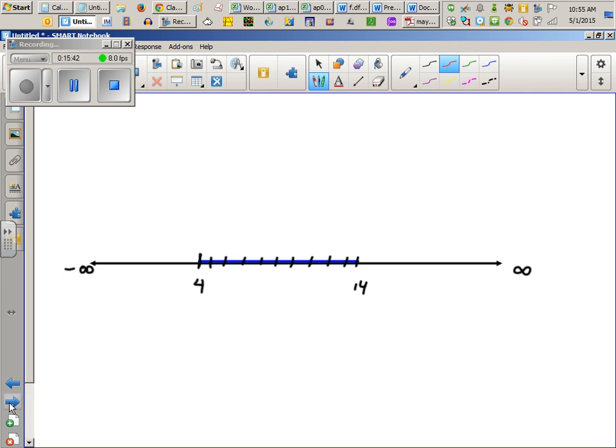The sample space is infinitely long, and Mr. Short came along with a little 10-inch stick. What's the chances he got it exactly at 4.00000 on one end and 14 on the other end? What are the odds of that? That's practically probability 0. In fact, mathematically it is 0, because there's infinite space to work in.